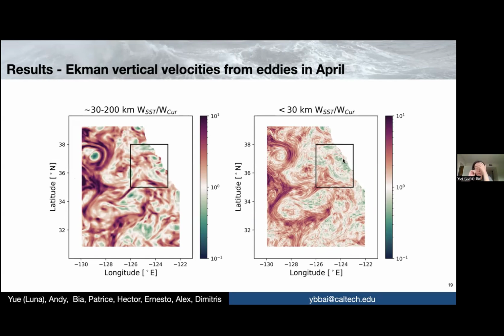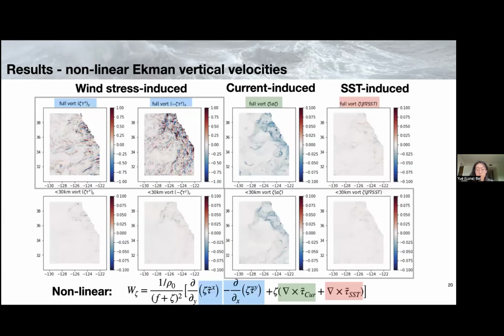But as we move to smaller spatial scales, we can see that current-induced Ekman vertical velocities start to pick up, especially along the coast. And I think this is not too surprising because the current-induced vertical velocities are related to the ocean surface vorticity, and at smaller spatial scales, we would expect to see a lot stronger vorticity coming through. Cool. And so that was the separation of the linear Ekman vertical velocity into current and SST-induced components.